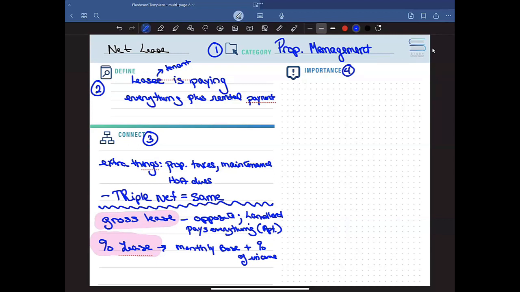And then step four is going to be importance. Why do you think you have to learn about net lease? When would this come up? Why is this something you should know? How could it stop you from getting paid? Why are we learning this word? I think we're learning this word to definitely differentiate the different leases and the variety of leases that you can have.